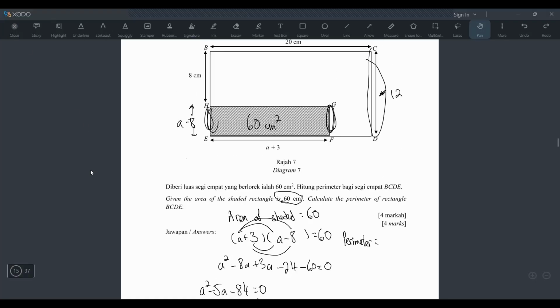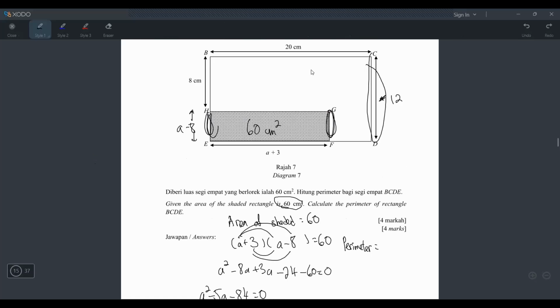Okay, let's scroll up a bit. So perimeter means all the four sides. So we all know this side is 20. It means here, the bottom whole thing also 20, right? So 20 plus 20, and then plus this one and this one.